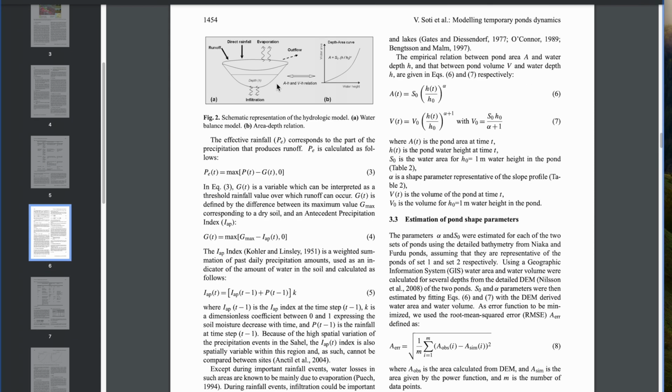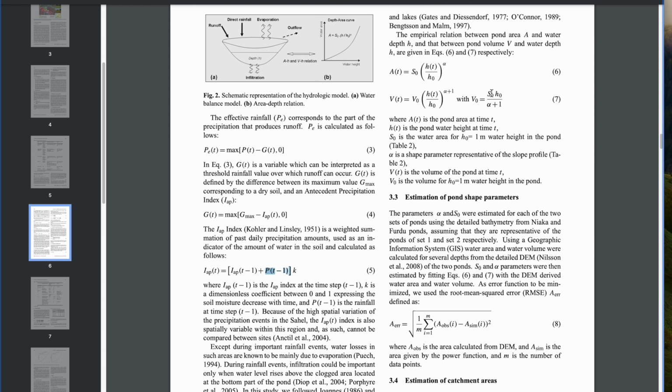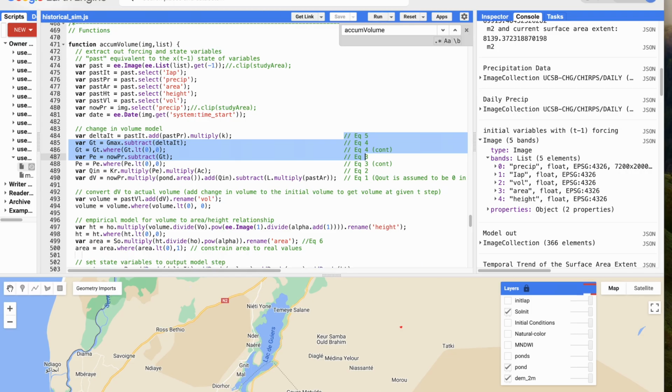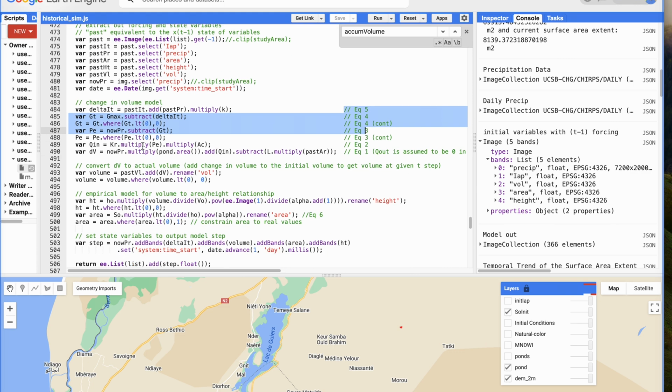So, getting that initial condition based on 1 day in the past. Equation 6 is solving for this area, and then equation 7 uses all those derived values to calculate the volume of the pond at the time t. So that's basically what's going on here.